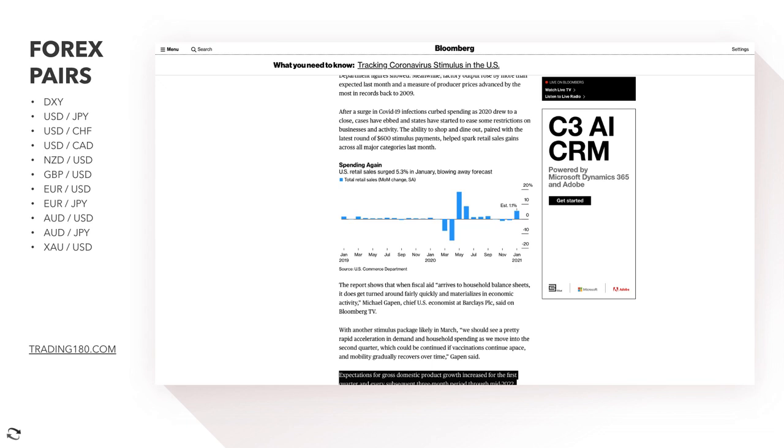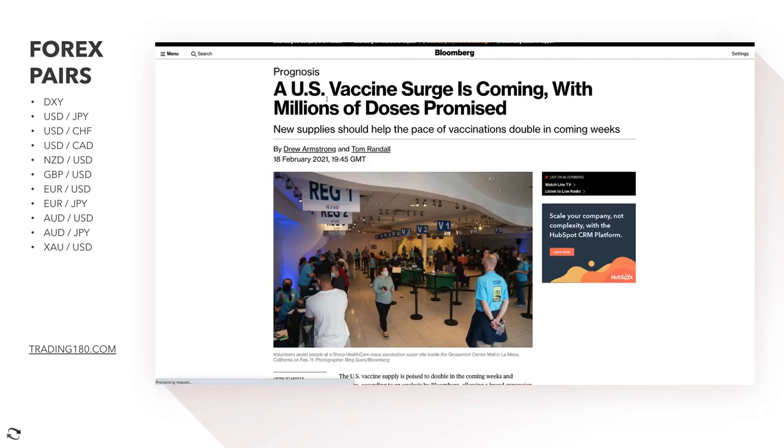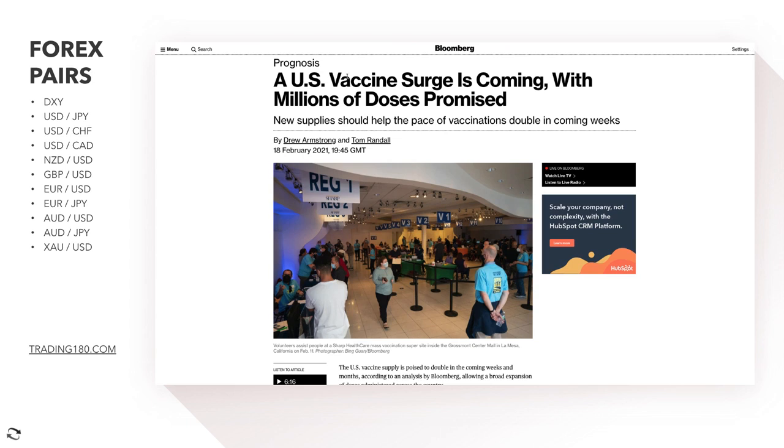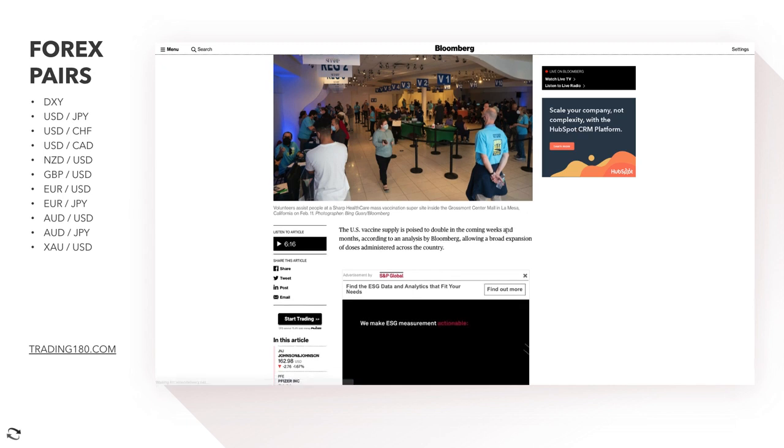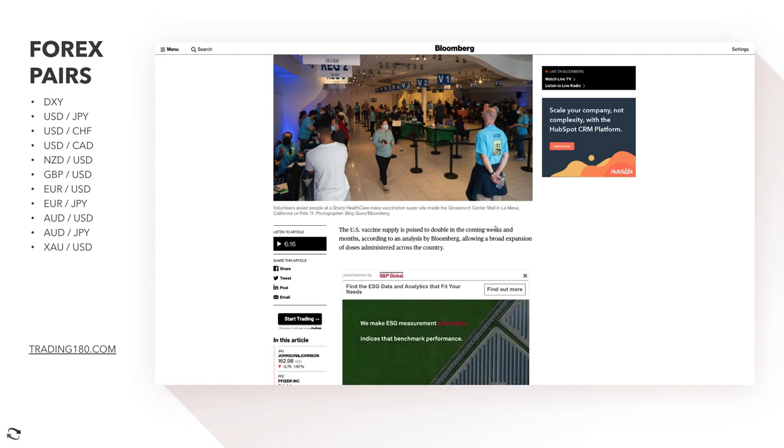So there's been some positive news surrounding the dollar of late, and the prognosis: a vaccine surge is coming with millions of doses promised. New supply should help the pace of vaccinations double in the coming weeks. Why is this worth noting? Because if the population is being vaccinated, the spread of the virus is contained, and that affects GDP because people can get back to work, some sort of normality.